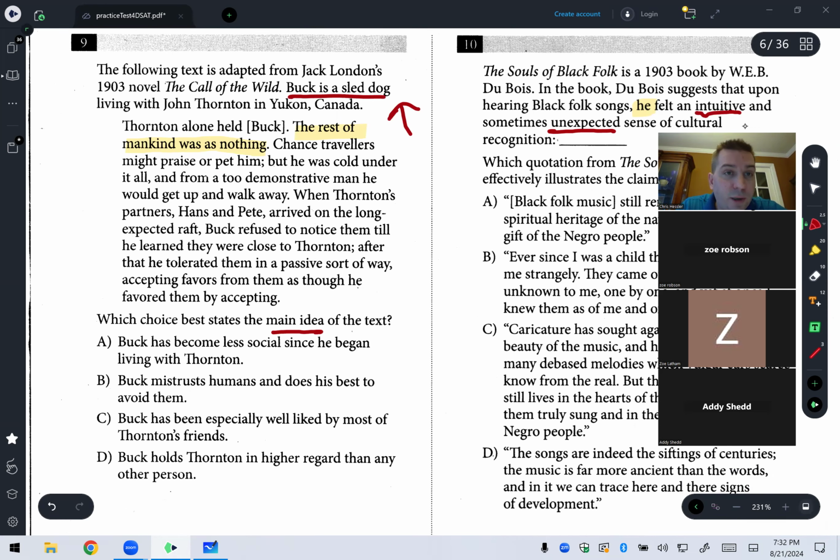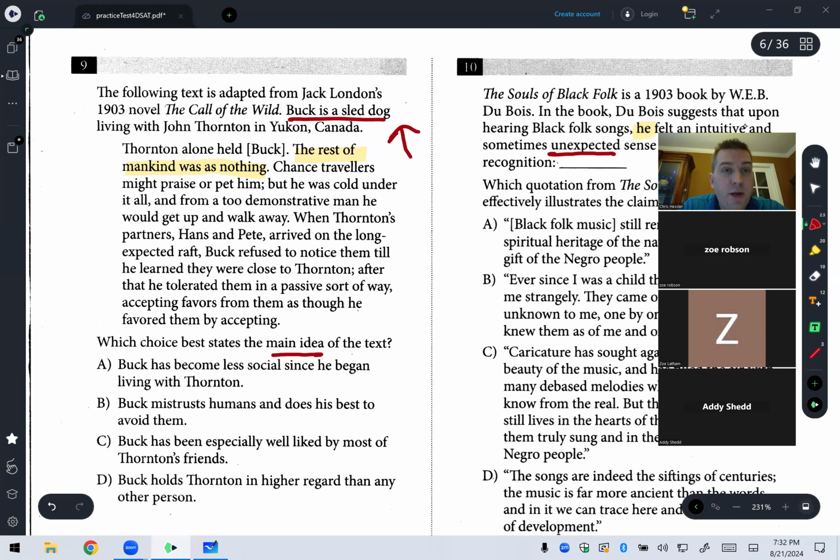All right, so I'm going to read the passage. Thornton alone held Buck. The rest of mankind was as nothing. And I highlighted that because I think that should indicate an answer. Chance travelers might praise or pet him, but he was cold under it all, and from a too demonstrative man, he would get up and walk away. When Thornton's partners, Hans and Pete, arrived on the long-expected raft, Buck refused to notice them till he learned they were close to Thornton. After that, he tolerated them in a passive sort of way, accepting favors from them as though he favored them by accepting.